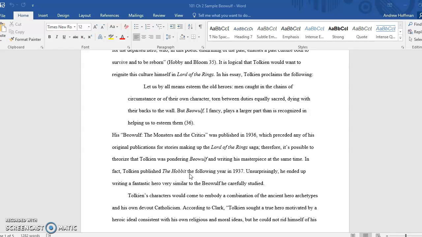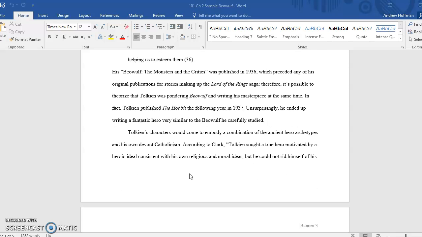Partly because there's this feeling by many people who have read Lord of the Rings that there's something about prefiguring the Nazis, right? And that's not hard to imagine. Good, solid topic sentences. Tolkien's characters would come to embody a combination of ancient hero archetypes and his own devout Catholicism. Okay, so now we have the religious aspect, according to Clarke.